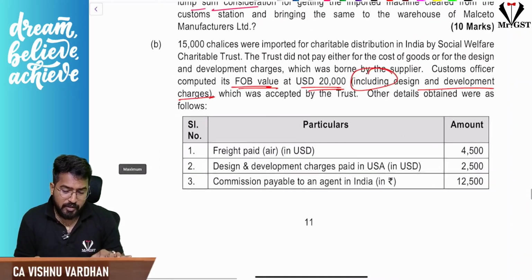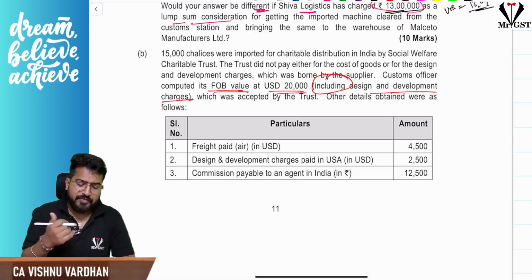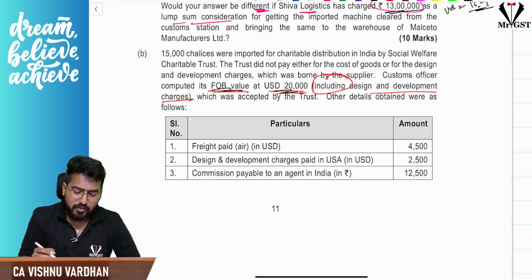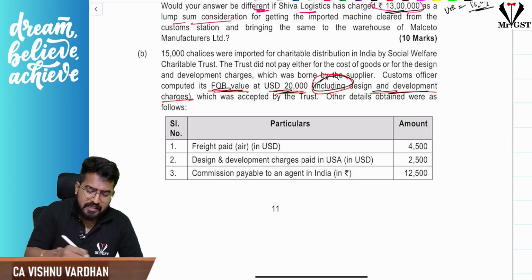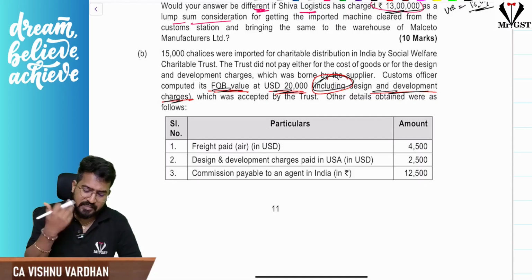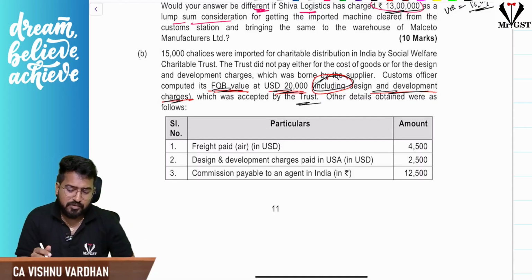Next, coming to the next one, in the same question only, 5-mark question, customs duty calculation. See, somebody is importing some machine. Okay, and the FOB value has been determined as 20,000 US dollars, including the design and development charges, that is imported by the officer, and it was accepted by the importer also. The trust, one charitable institution, is importing, so they also accepted that.